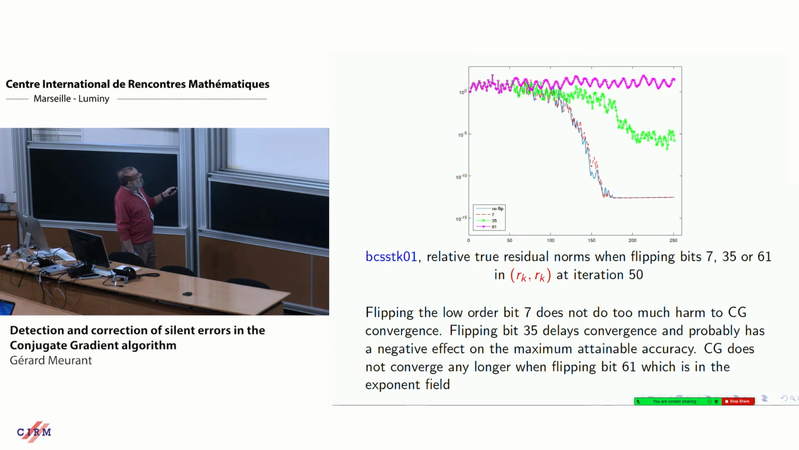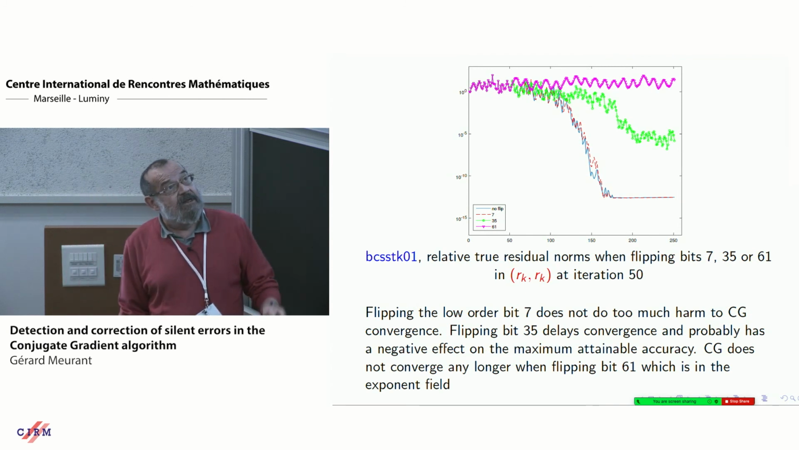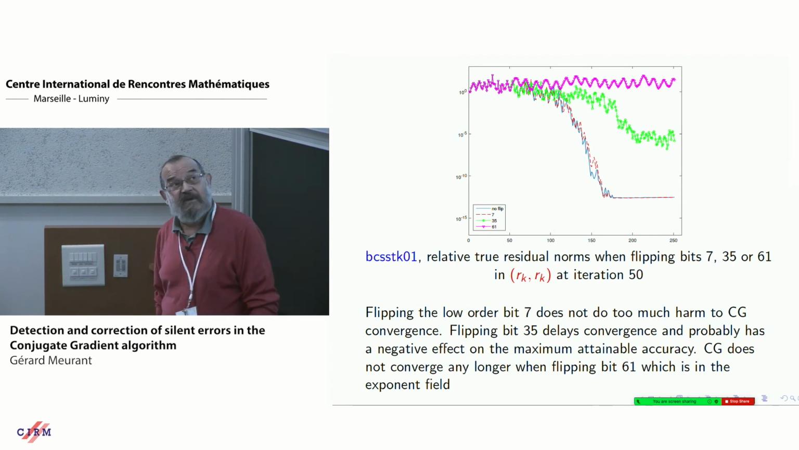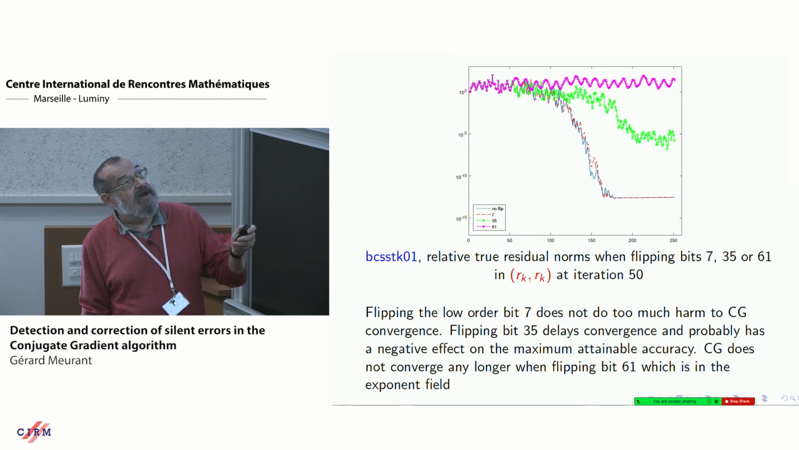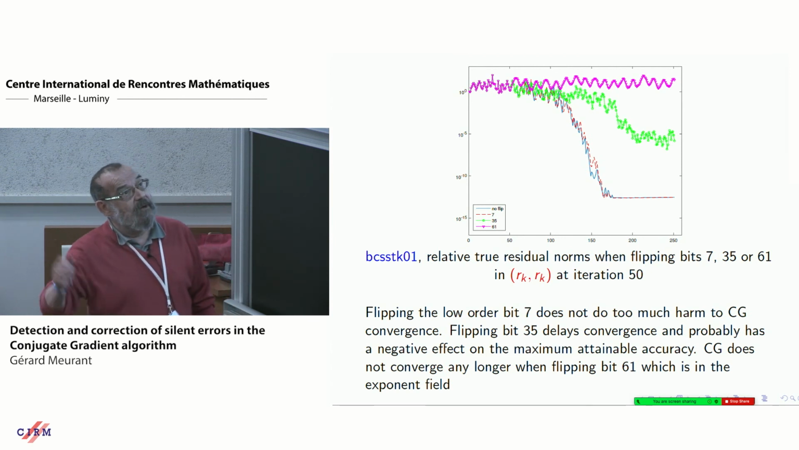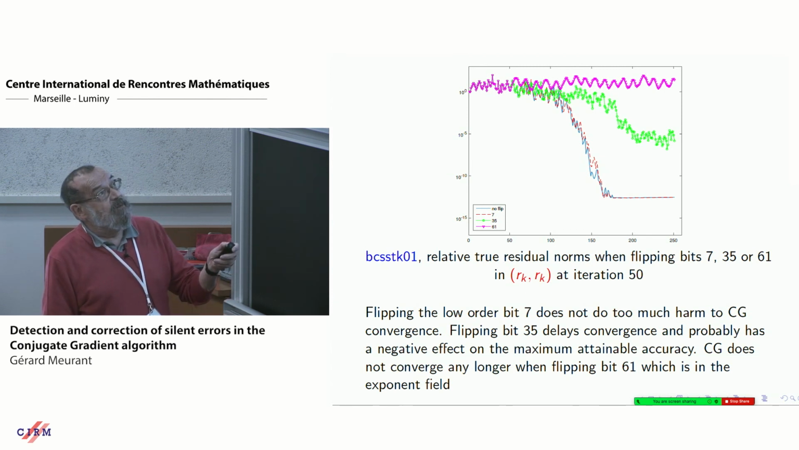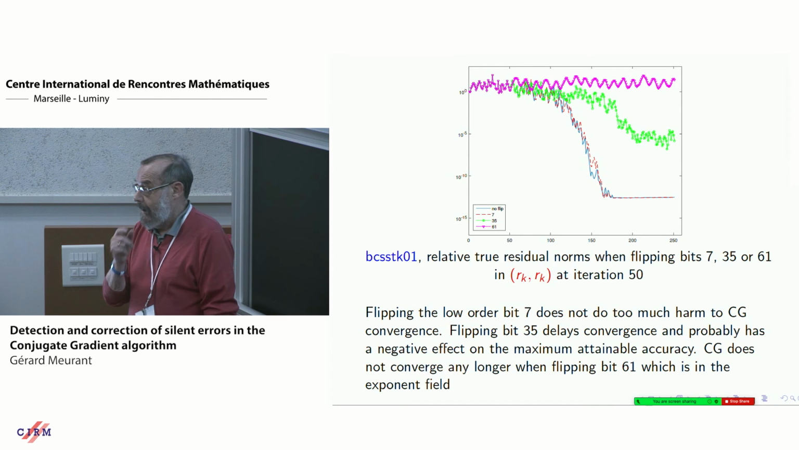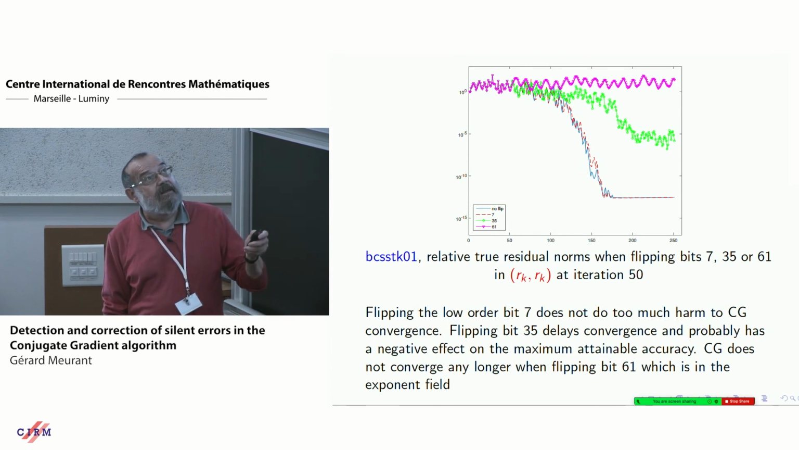You can see the blue line is what you obtain when we don't flip a bit at all. When you flip bit 7, you have a little perturbation, but not too much, and more or less you converge in the same number of iterations. But when we flip bit 35, then you have a delay in the convergence. Maybe eventually you will converge later on, but you have to go on for many more iterations. And when you flip bit 61, which is in the exponent field, then it doesn't converge at all.